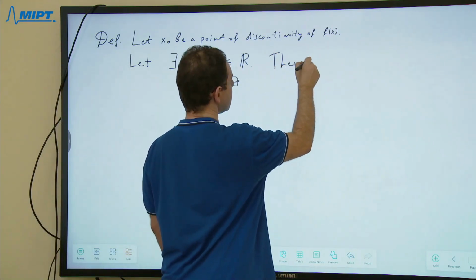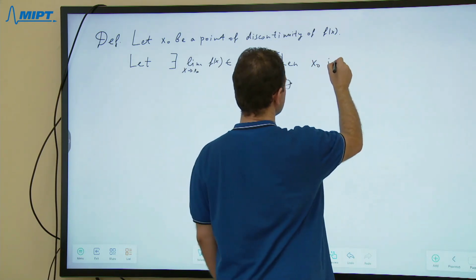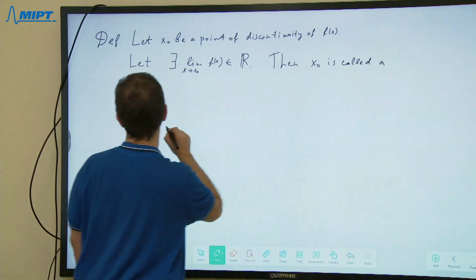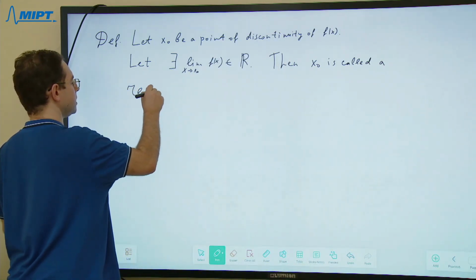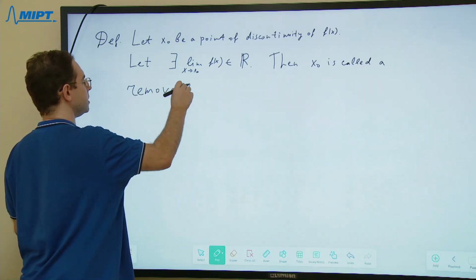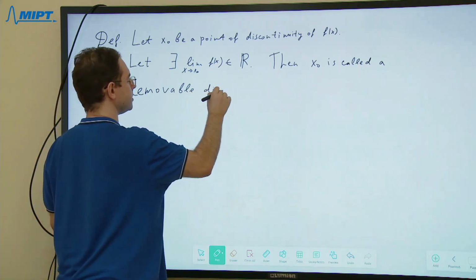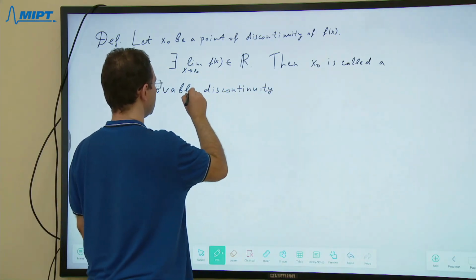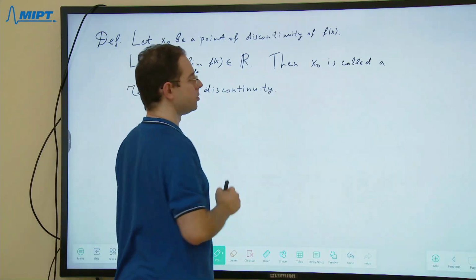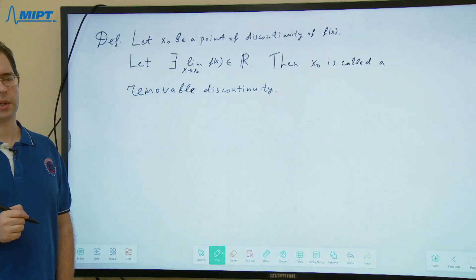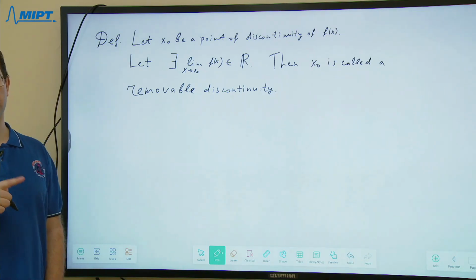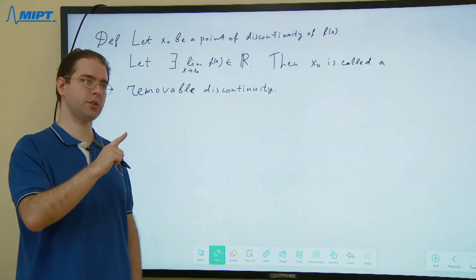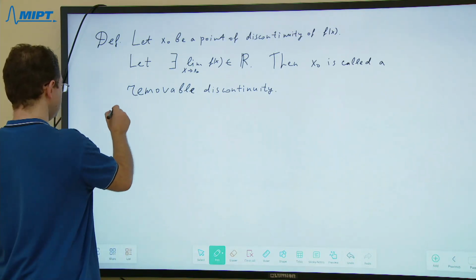Then x0 is called a removable discontinuity, since we can remove this discontinuity by changing the value of my function at one point. I can fix it by changing just one point. Example.